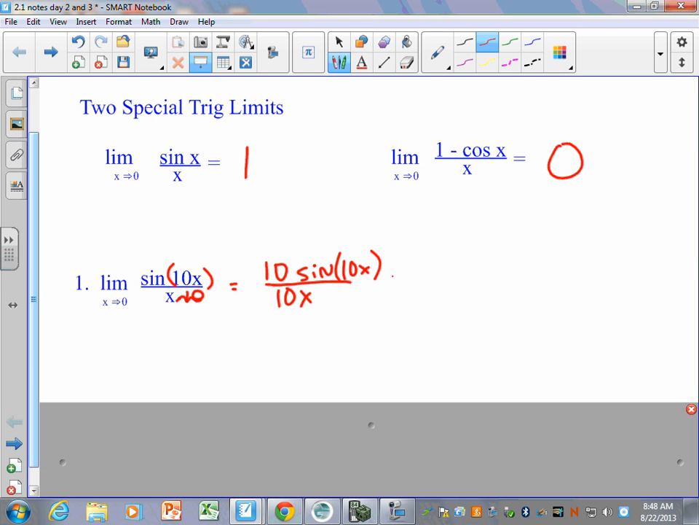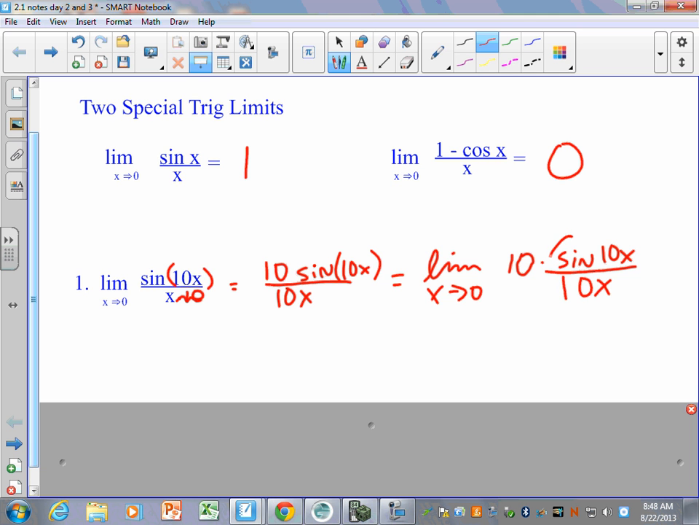And now, if I wanted to separate this part, I could say, let's take the limit as x approaches 0 of 10 times the sine of 10x over 10x. And tell me if you don't agree, this is the same thing as this. I just separated the 10 out in front of it, but it's still the same thing. Yeah, it's still at the top. It's still 10 times all this.